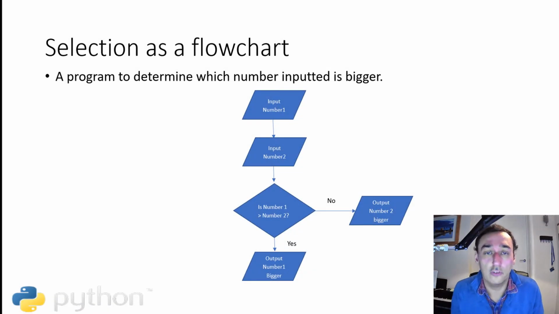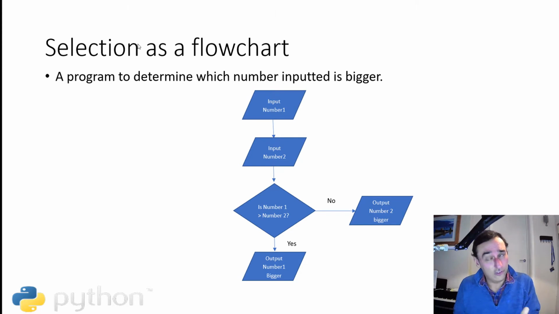If I was to show you this in a flowchart, this is an example of a selection in a flowchart. Selection meaning making a choice. So we have input a number, first number, input the second number. Is number 1 greater than number 2? No. Then output number 2 is bigger, else number 1 is bigger. And remember, using the correct chart, that's a decision symbol to show there's a selection.